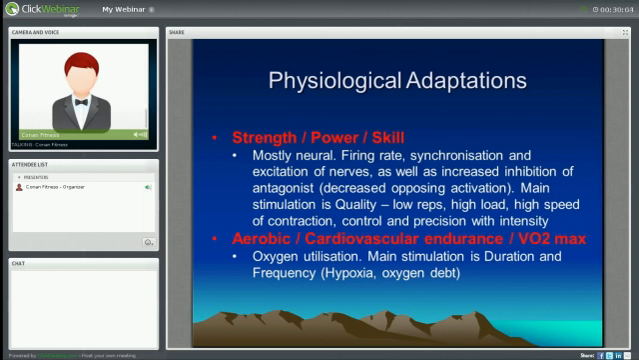You notice it also says, as well as increased inhibition of antagonists. So remember I said before, each action or even each movement kind of has an opposing movement, like flexion and extension, or external rotation and internal rotation. Think about a bicep curl: your biceps are the muscle that moves the weight, and therefore the triceps have to switch off, what we call inhibition. Otherwise, if they switched on, then you wouldn't be able to lift it, because the triceps are trying to extend your lower arm while the biceps are trying to flex it, and it just wouldn't work.